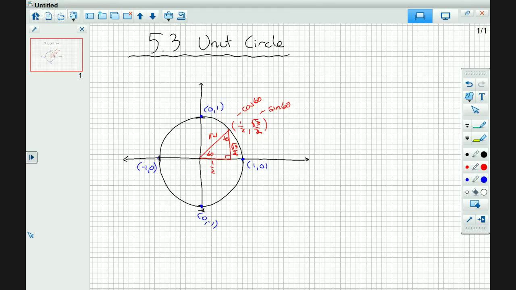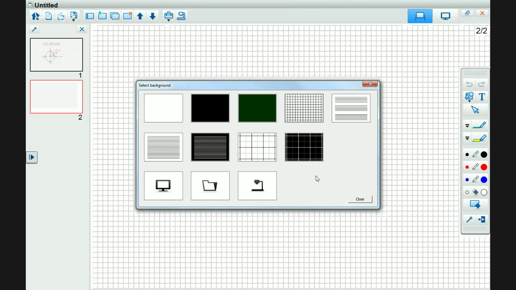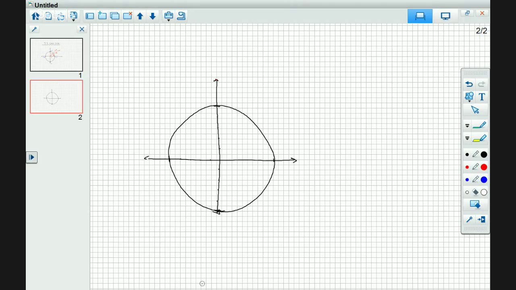What? Yeah, I want to do another, but I don't want to make it so ugly. Okay, 45 degrees.